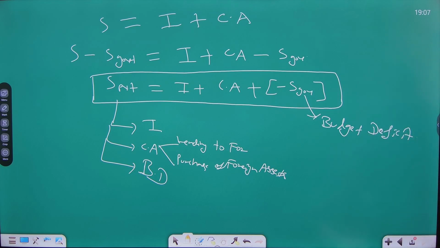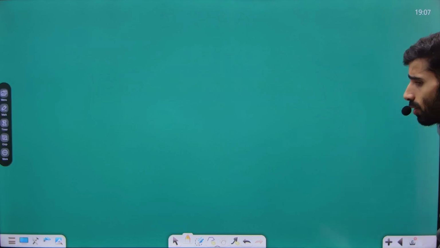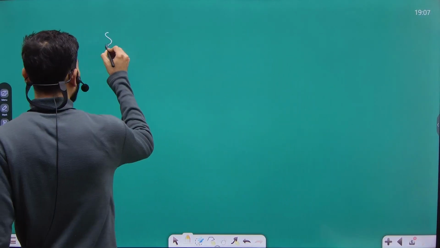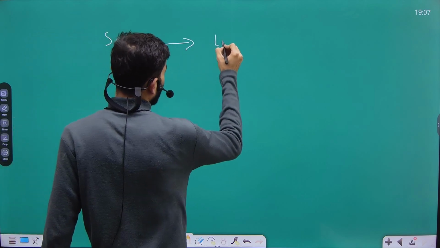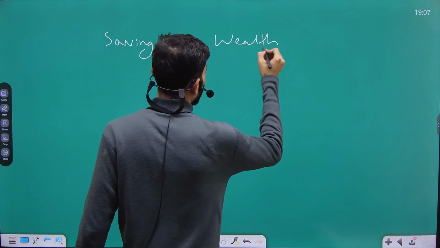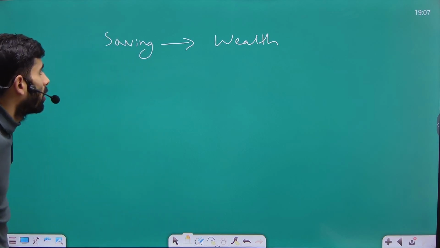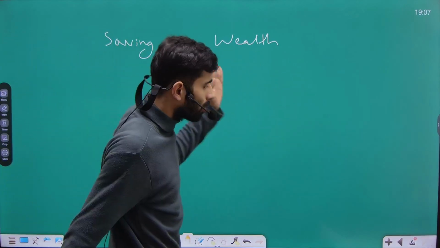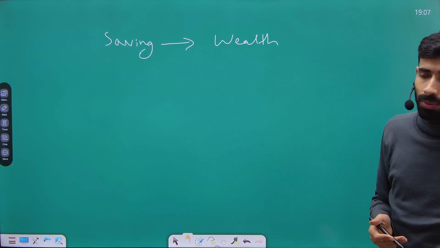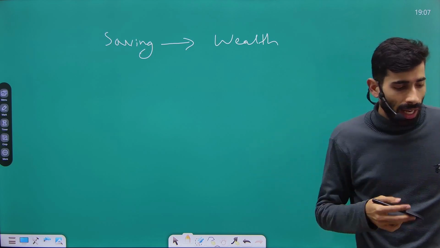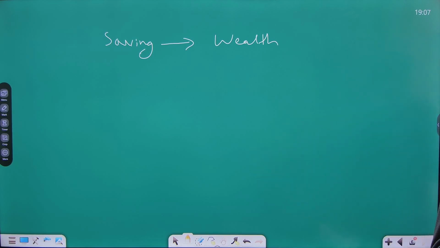After private savings, there is a related concept of savings and wealth. Usually saving and wealth are interlinked and related. Basically, saving is a way to generate your wealth. But these are two different terms. Saving is a flow term and wealth is a stock term. And what do we mean by stock and flow? Any variable which is measured at a point in time is a stock variable, and any variable which is measured per unit of time is a flow variable.